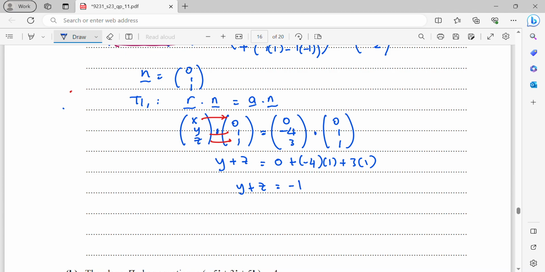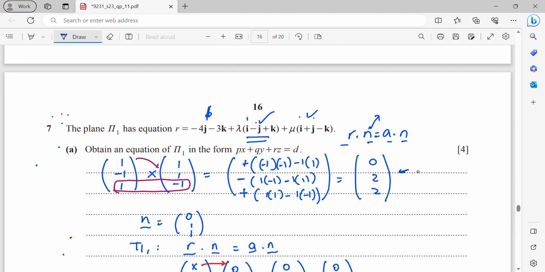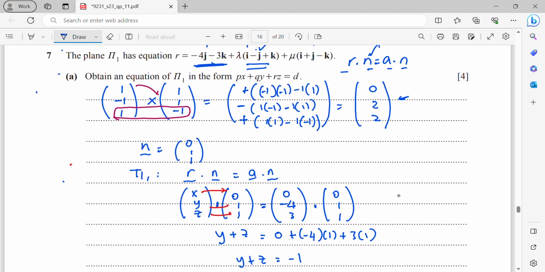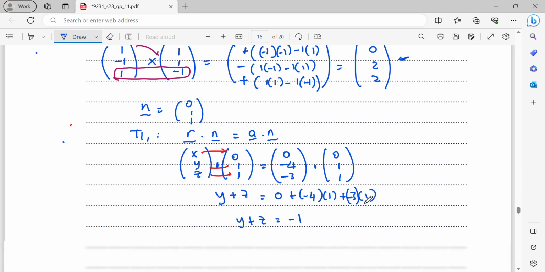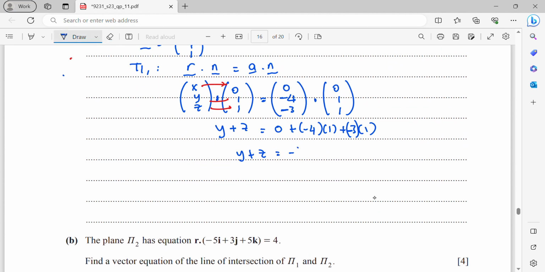Okay, let me check my point. Okay, here, I found a mistake. The coordinates will be minus 0, minus 4, minus 3. Here is minus, so there is a minus. Therefore, my right hand side of the equation should be minus 7.